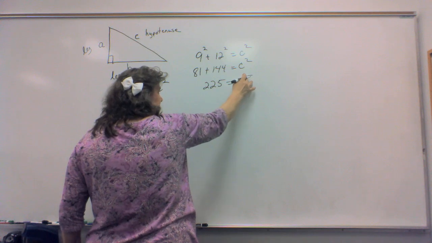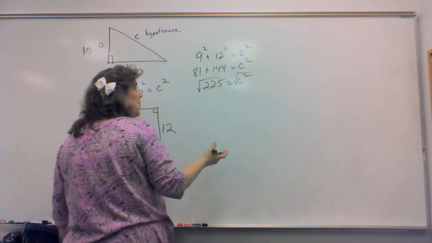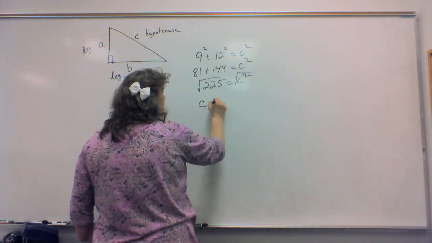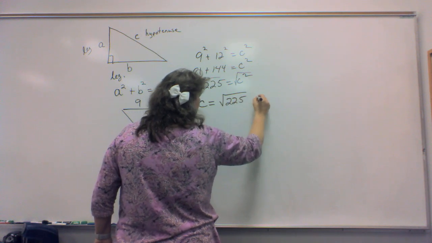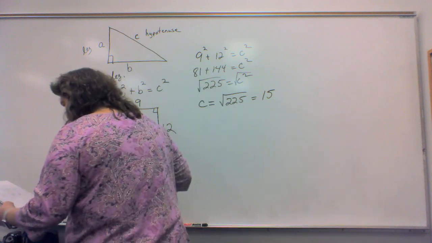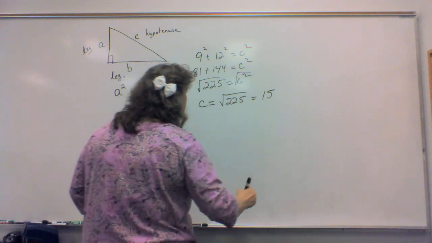So to undo that square, you have to take the square root, and because it's a measurement of distance, you don't need the plus and minus. So c is equal to the square root of 225, and the square root of 225 is 15. Okay? Let's look at another triangle.